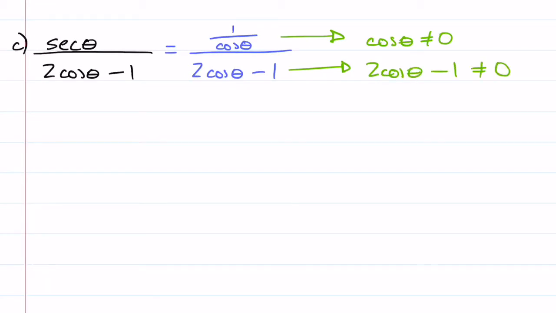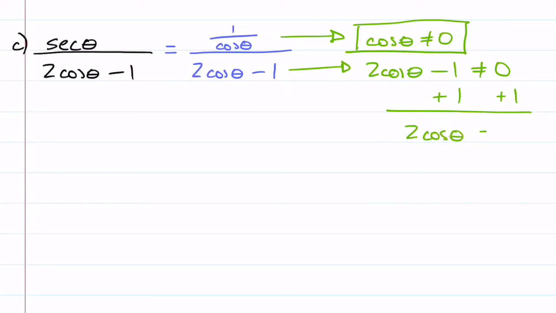All we have to do here, though, is make sure that your restriction is in terms of sine or cos can't equal something. So we just have to solve this. Add 1 to both sides, and you get 2 cos theta equals 1. Divide both sides by 2, and we get the restriction: cos theta cannot equal a half. So there are two restrictions on this one.